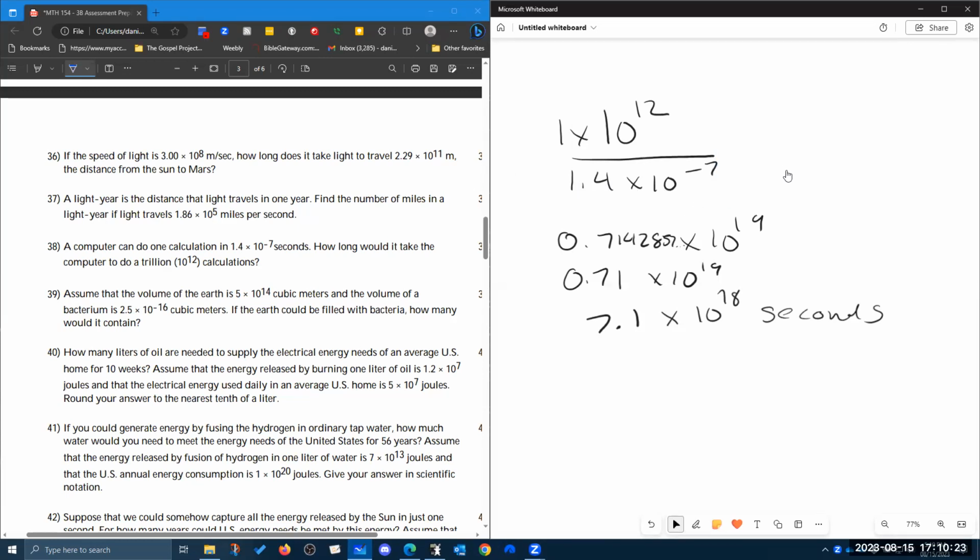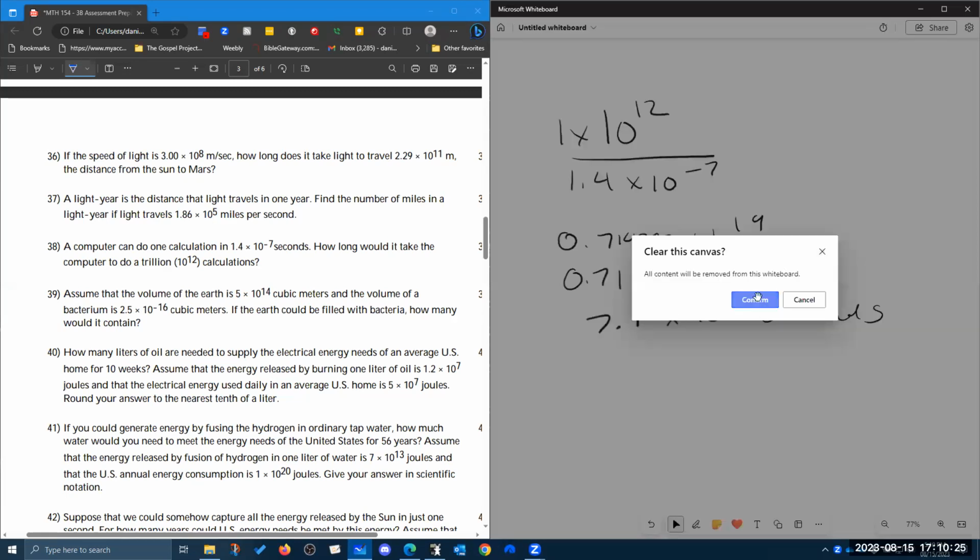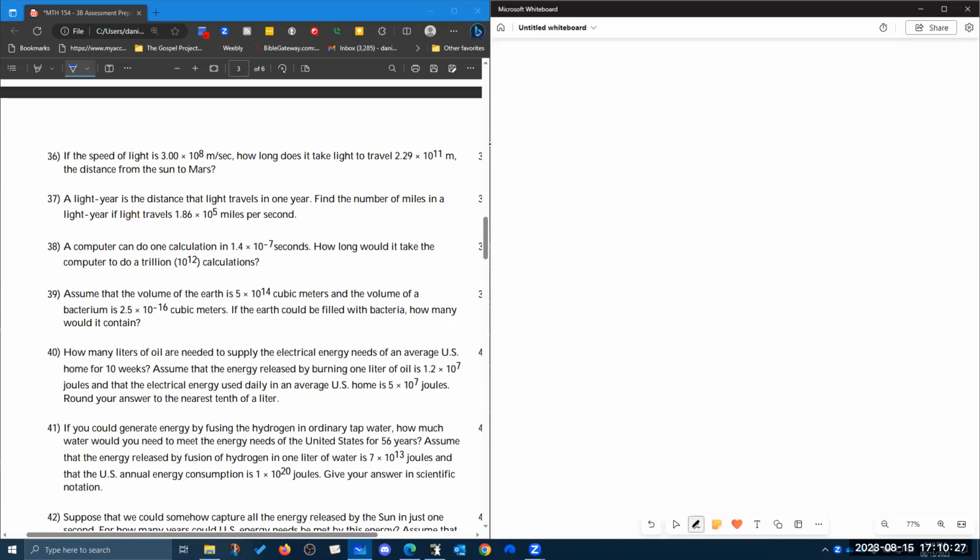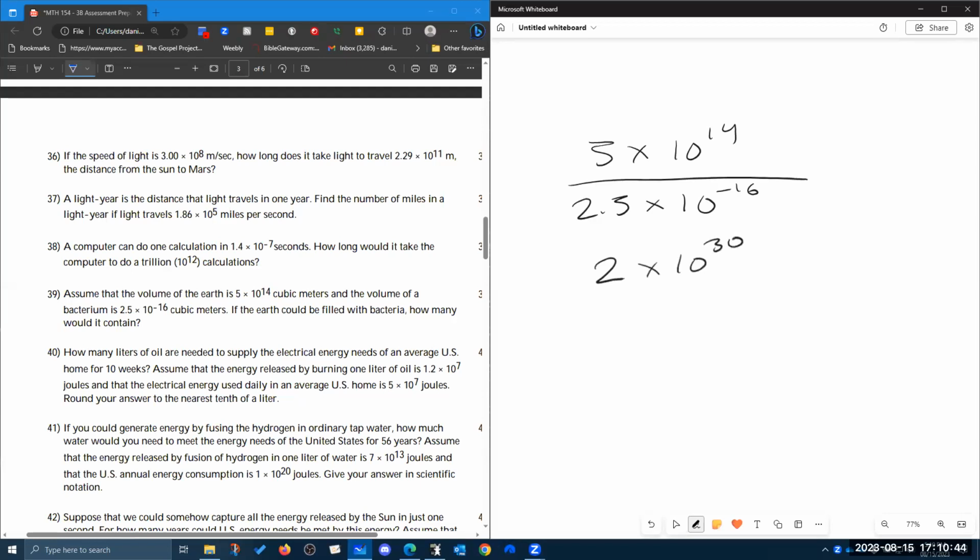So assume the volume of the Earth is 5 times 10 to the 14th cubic meters, and the volume of a bacteria is that. If the Earth could be filled with bacteria, how many? So divide here, 2.5 times 10 to the negative 16th. This is 2 times 10 to the 30th. I don't have to do any rounding there because there's 1 sig fig there, 1 sig fig there.